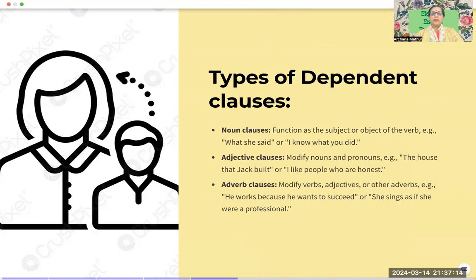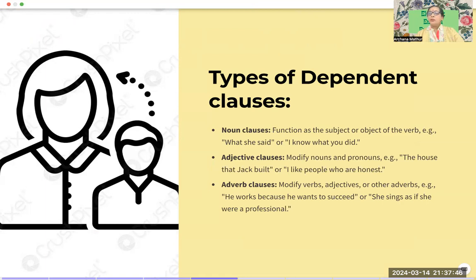As the name suggests, noun clauses function as a subject or object of the verb. For example, what she said. All right. What she said. Ram said. So instead of what she, I can use the noun Ram or anything, Namrata, sushi, whatever.